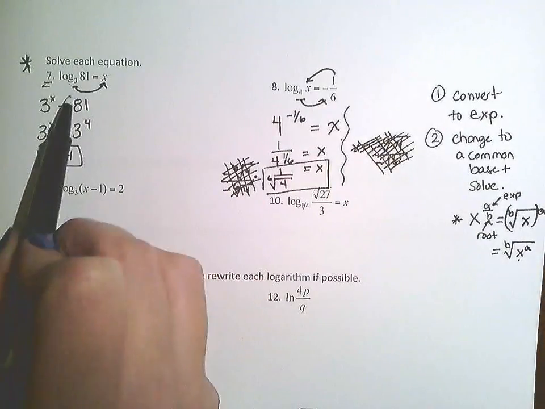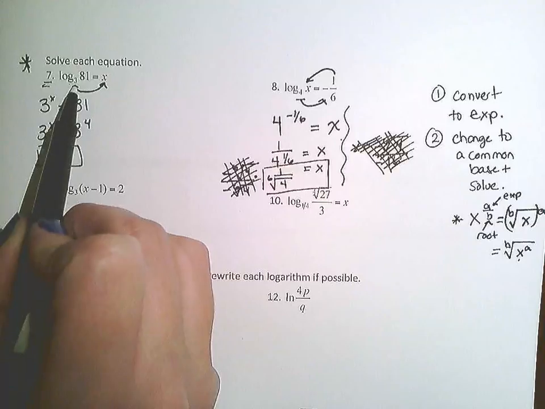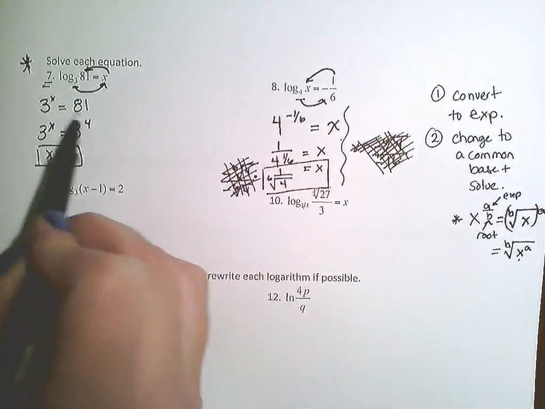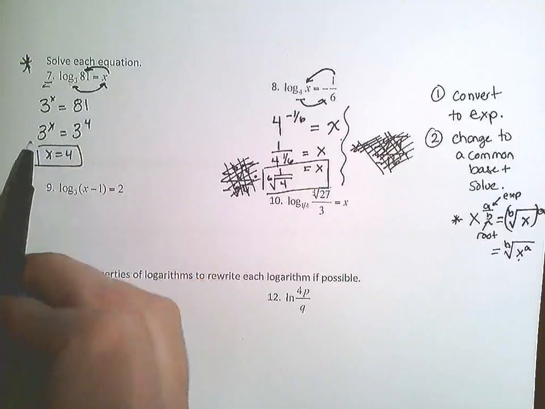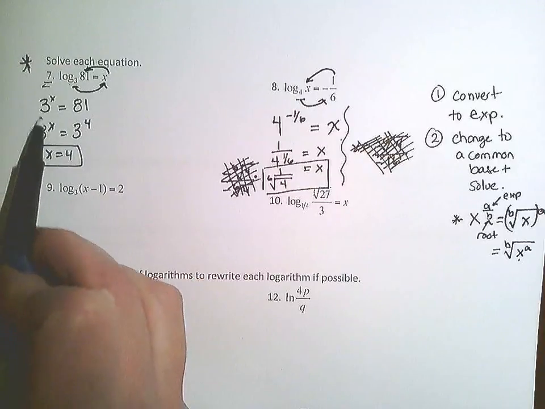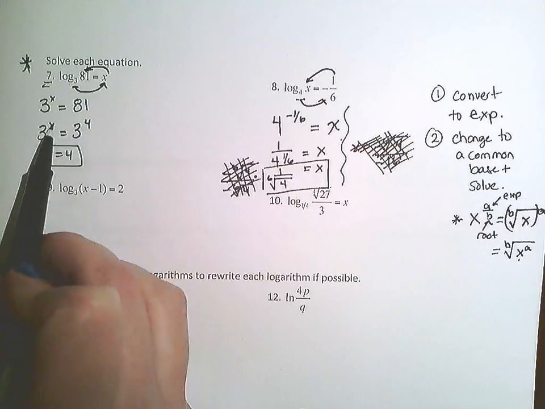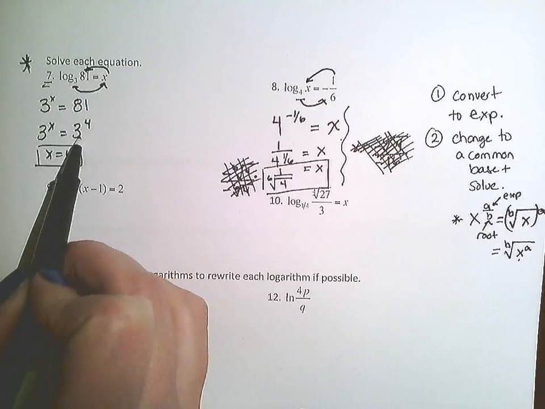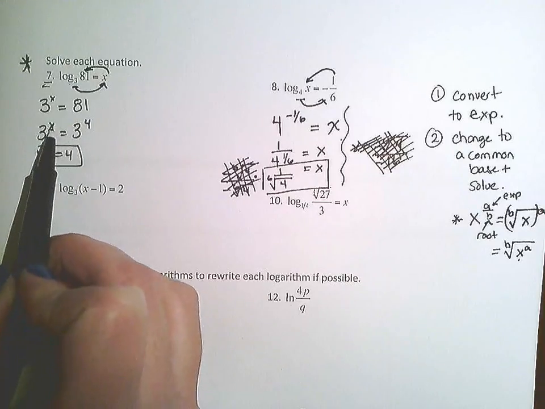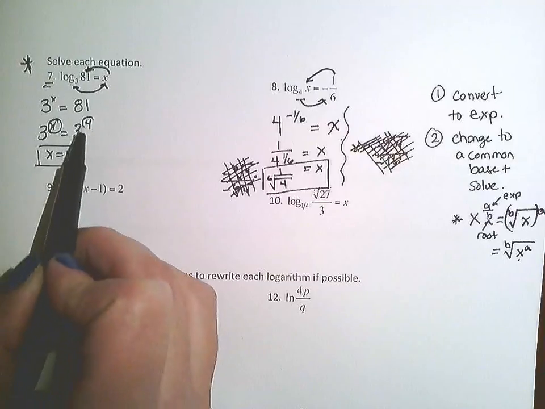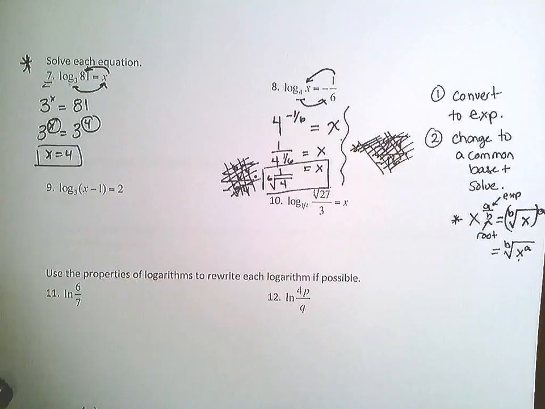So for this one, we changed it to exponential form. We started with 3, we raised it to x, and then it equaled 81. So we got 3 to the x equals 81. We found a common base between 3 and 81, which is 3. And then you ignore the bases because they are equal. So the only way to continue making this equation equal is to take your exponents and set them equal to each other. And then you do that, you get x equals 4.